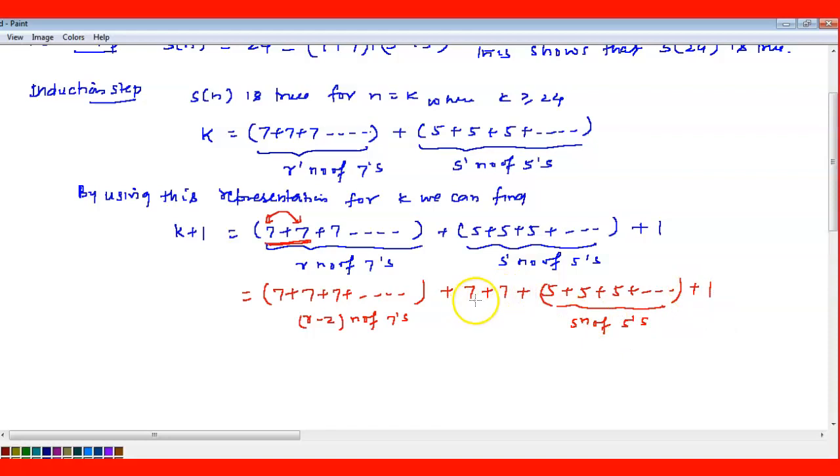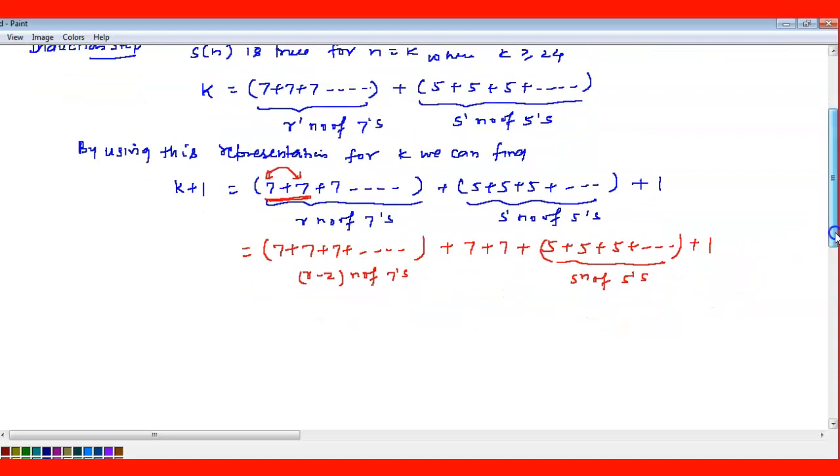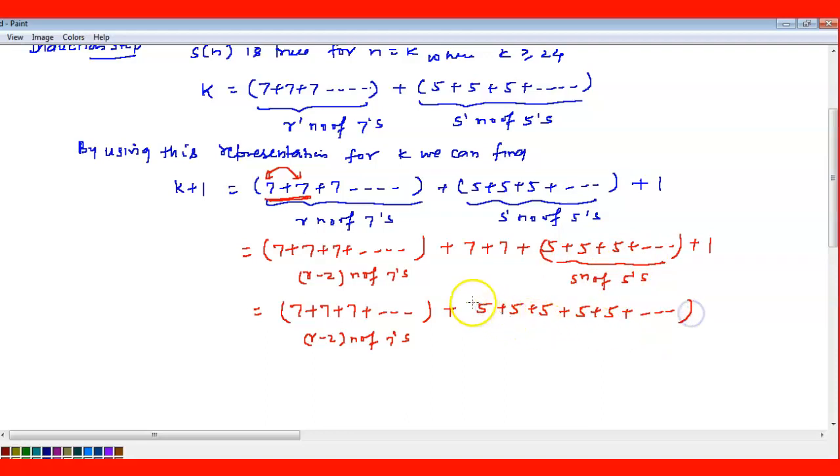So now this one you can think here 7 plus 7 is 14, plus 1 is 15. So this 15 we can write as the sum of 5 plus 5 plus 5, right? 7 plus 7 plus 7, this one is R minus 2 number of 7, and plus we can write this one 5 plus 5 plus 5 extra, and this R, this 5 was S times, so 5 plus 5 and so on. This one I can write as S plus 3 numbers of 5. Getting this one?